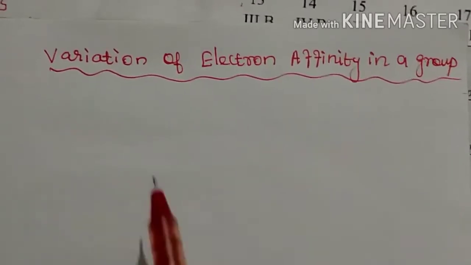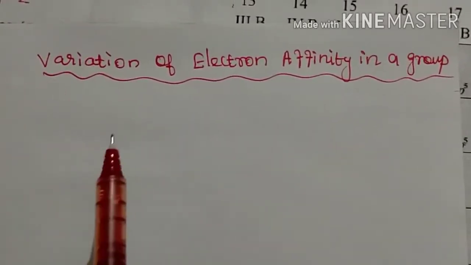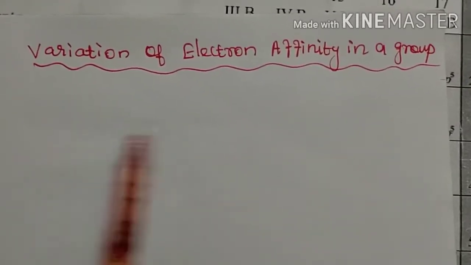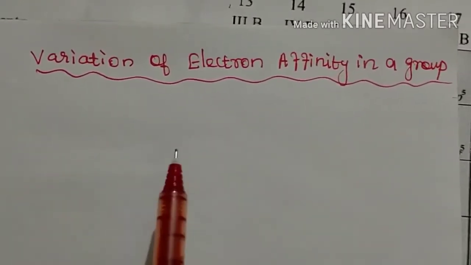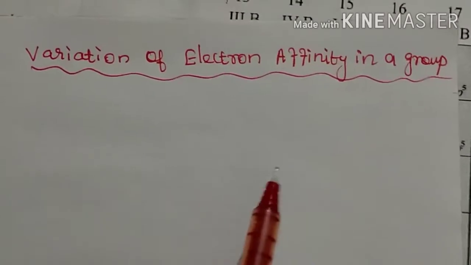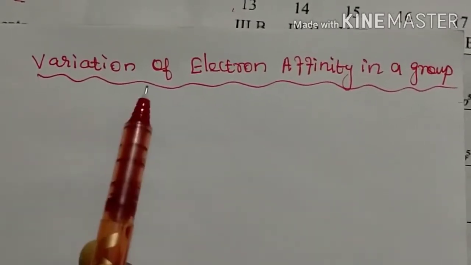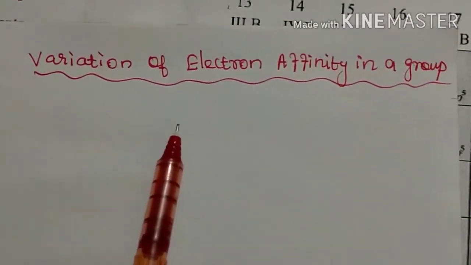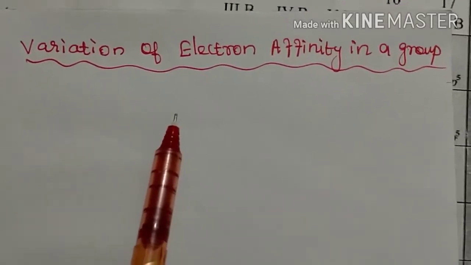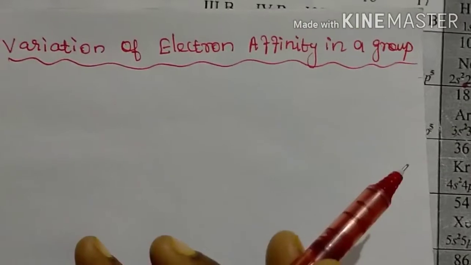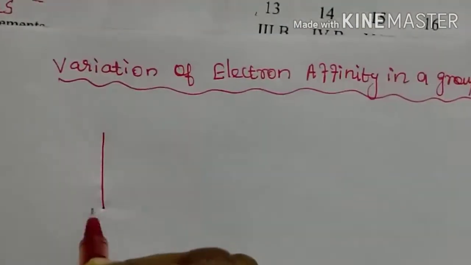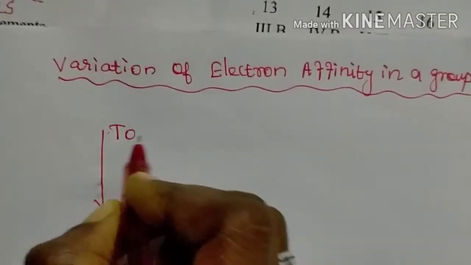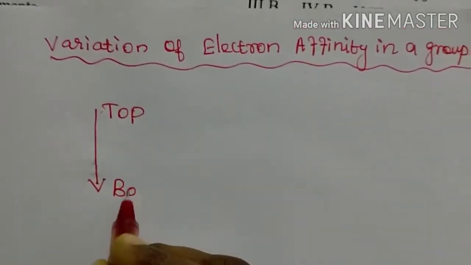I'm fine. In yesterday's class, we discussed the definition of electron affinity and the variation of electron affinity in a period. In today's class, we are going to discuss the variation of electron affinity in a group. So, electron affinity variation in a group, if you move from top to bottom of the modern periodic table.